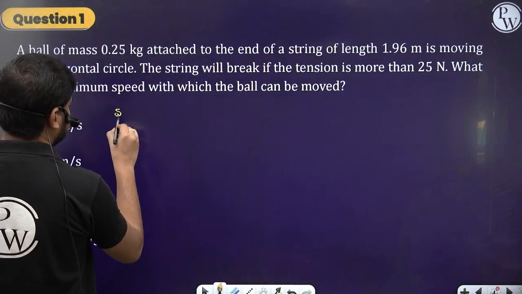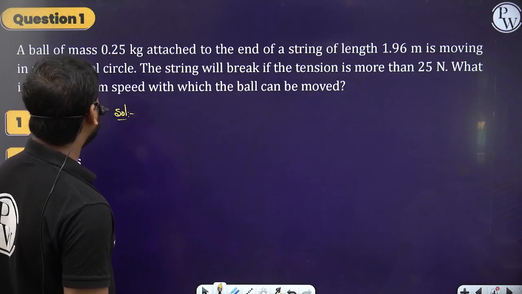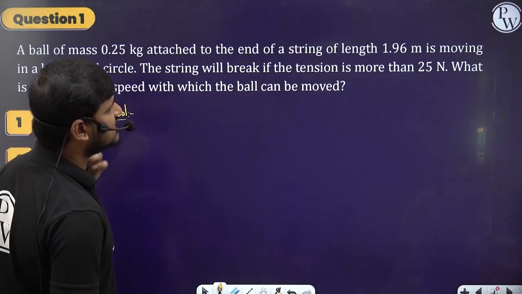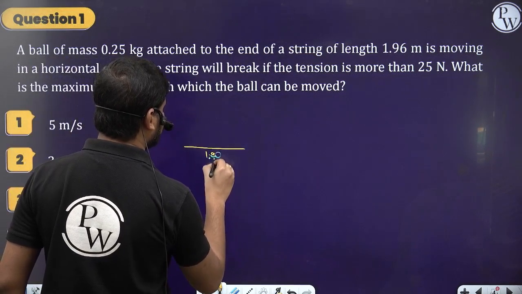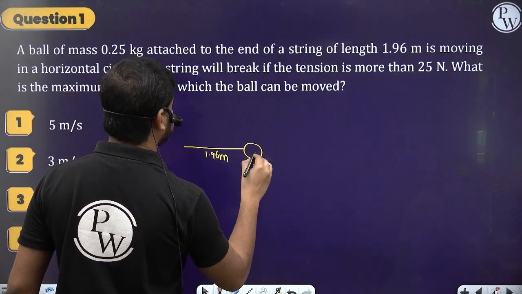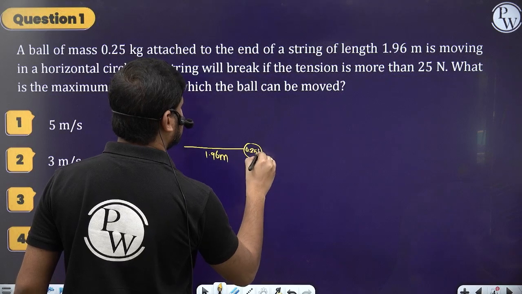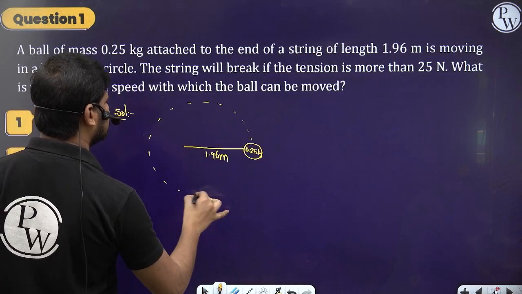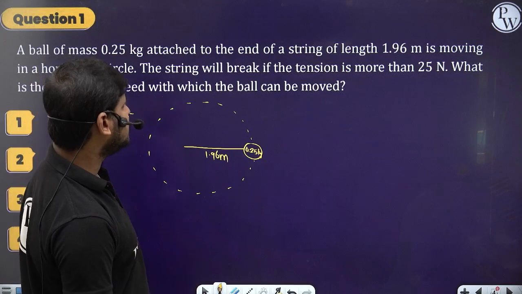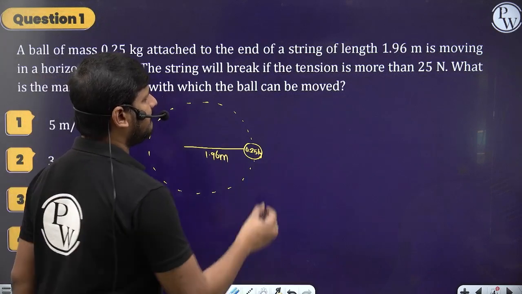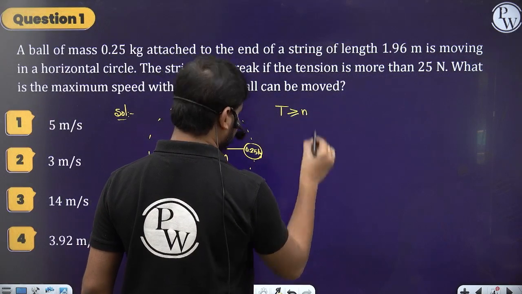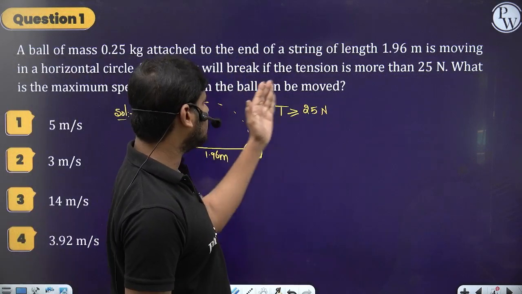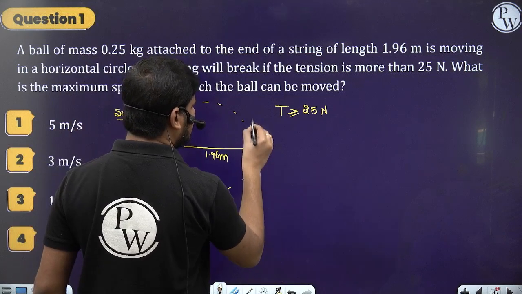So what does the question say? A ball of mass 0.25 kg is attached to the end of a string of length 1.96 meters. Here is a string of 1.96 meters, and here is a ball whose mass is 0.25 kg. It is moving in a horizontal circle like this. The string will break if the tension is more than 25 newtons. Then what is the maximum speed with which the ball can be moved?